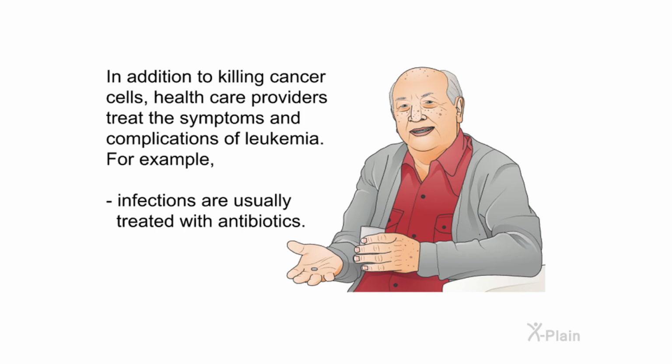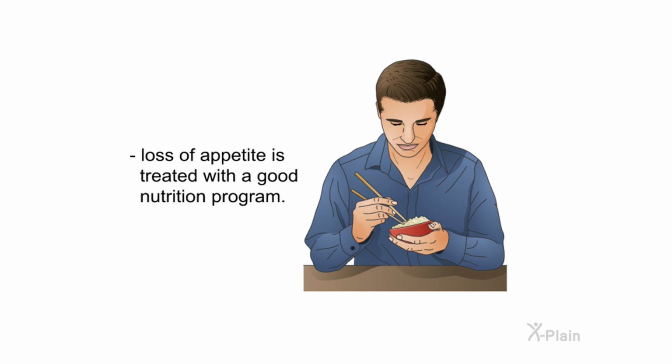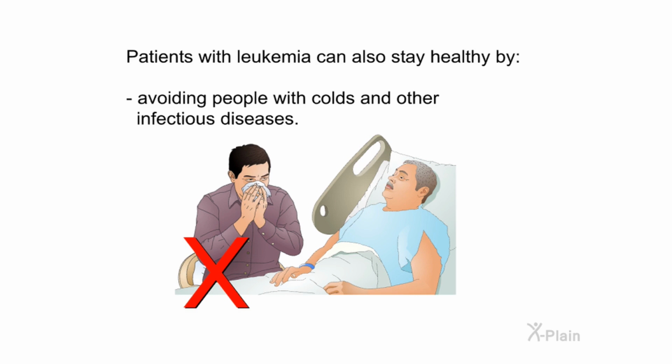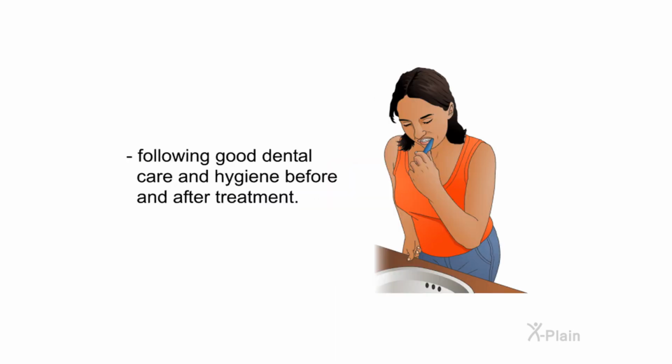In addition to killing cancer cells, healthcare providers treat the symptoms and complications of leukemia. For example, infections are usually treated with antibiotics. Bleeding may be treated with a blood transfusion. Loss of appetite is treated with a good nutrition program. Patients with leukemia can also stay healthy by avoiding people with colds and other infectious diseases, eating well, and following good dental care and hygiene before and after treatment.